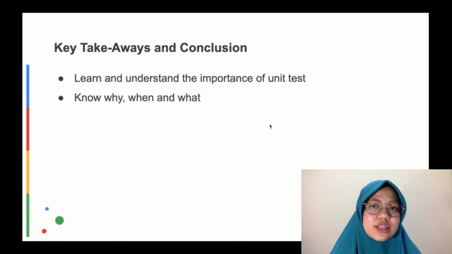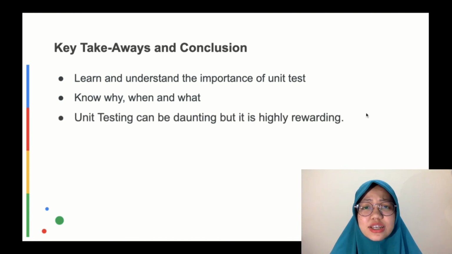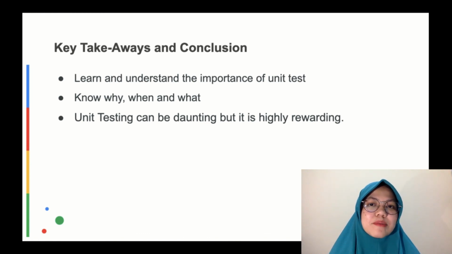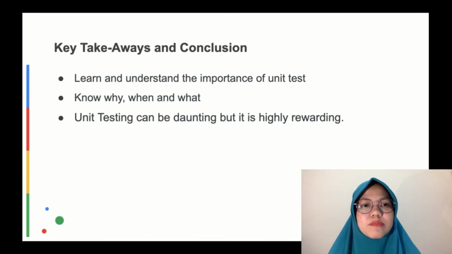And when we do unit tests, it should be after we write our main code. And what is unit test? It is the smallest testable part that we can do. And the unit testing, actually, it can be daunting, but it is highly rewarding. Why? Because we already did our main code. Why do we need to have another thing to do, which is the unit testing? Well, at first it might take some time, but in the long run it will be really beneficial because we can run it anytime with the same results. So we can really rely on unit testing as well.